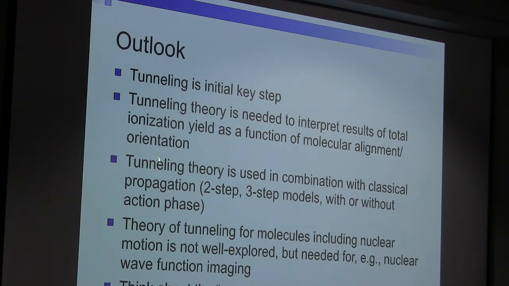And let's look at the outlook. Tunneling is the initial key step. I have given you a lot of formulas with the hope that you should now be better prepared to understand what enters the theory of tunneling, and therefore you should also better understand when you can apply it and when you cannot. Tunneling theory is needed to interpret results of total ionization yield as a function of molecular alignment and ionization. Tunneling theory is used in combination with classical propagation, with or without action phases, so you can do a little bit better.